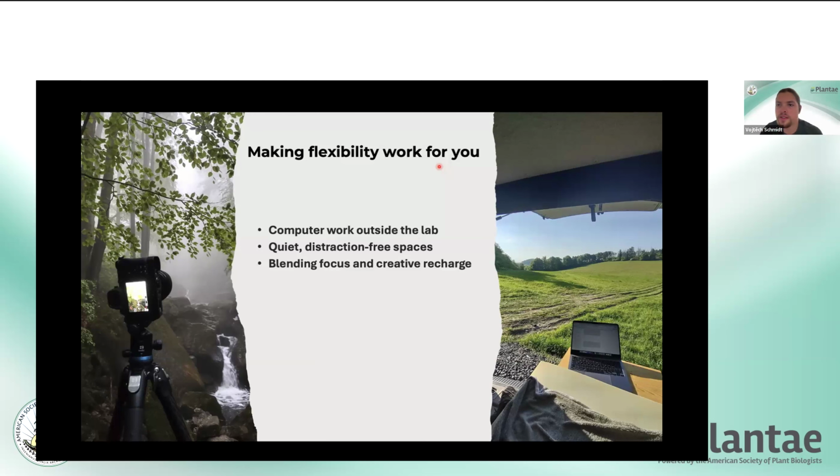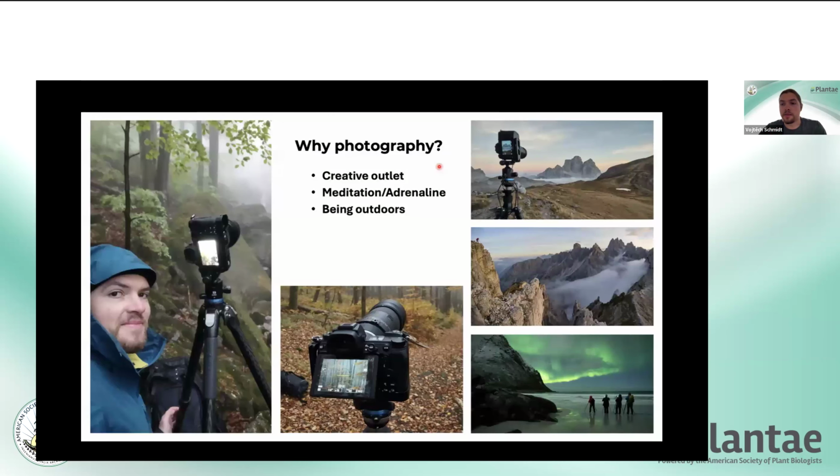So what I want to say is that you can use the advantage of the flexible academic work and find an environment where you feel productive, especially, for instance, in the cases where you have computer-related work and you don't have to be physically present in the lab.